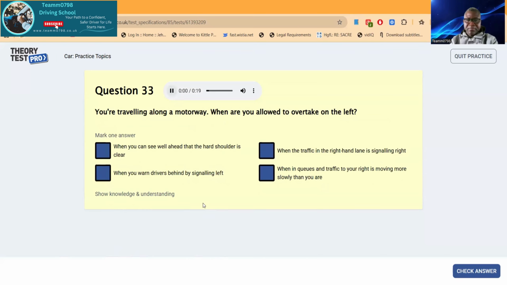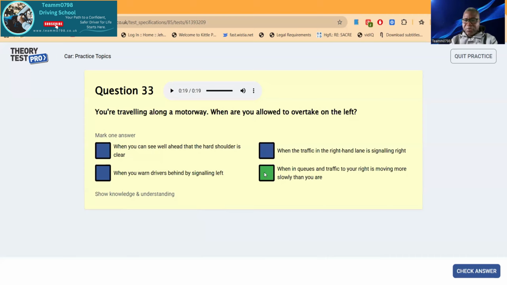You're traveling along a motorway. When are you allowed to overtake on the left? When you can see well ahead that the hard shoulder is clear. When the traffic in the right-hand lane is signaling right. When you warn drivers behind by signaling left. When in queues and traffic to your right is moving more slowly than you are.